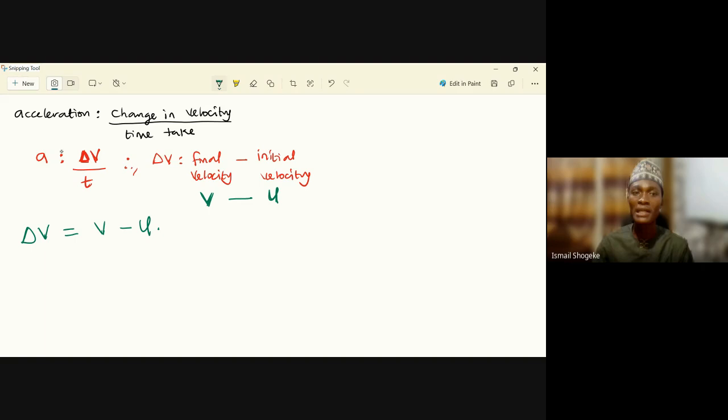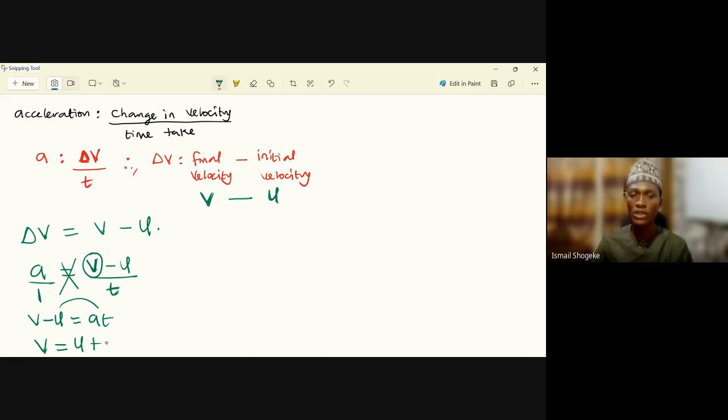And also, if we come back to our initial formula, A, acceleration, which is change in velocity over time, we can say that our acceleration is V minus U over T. Now, if we cross multiply to make V stand alone, that's our aim, it means that V minus U multiplied by 1 will give us V minus U. Then A multiplied by T gives AT. Now, let's move U to this side so that V can stand alone. So we have V equals, now U crosses, it becomes a positive U plus AT.